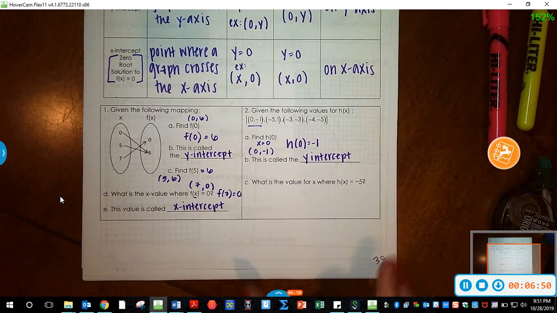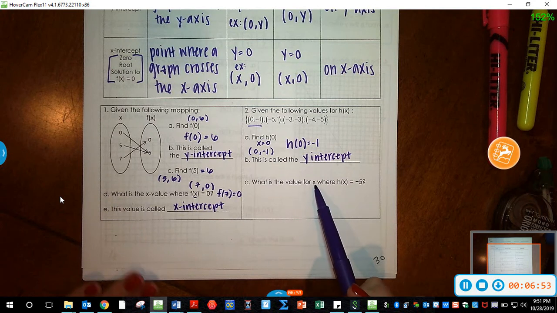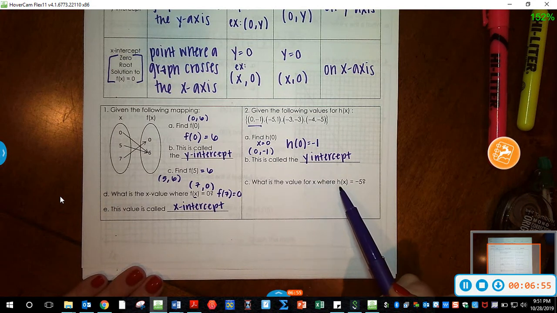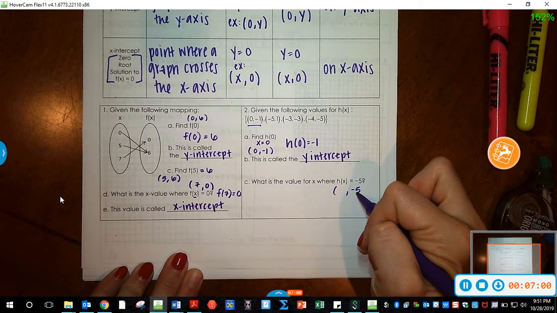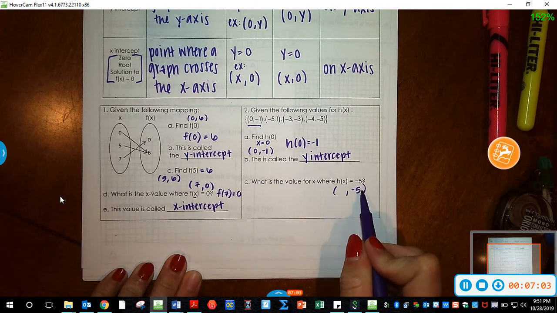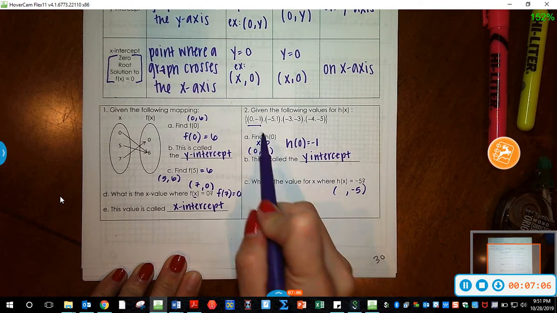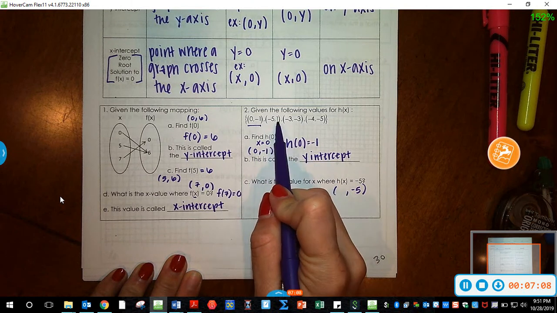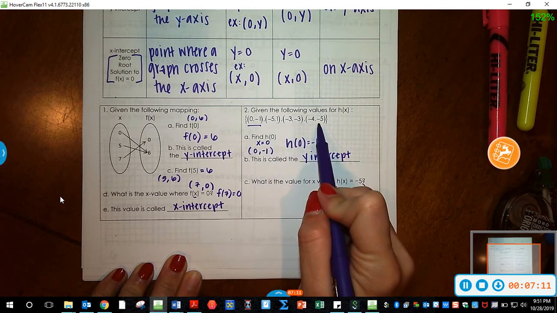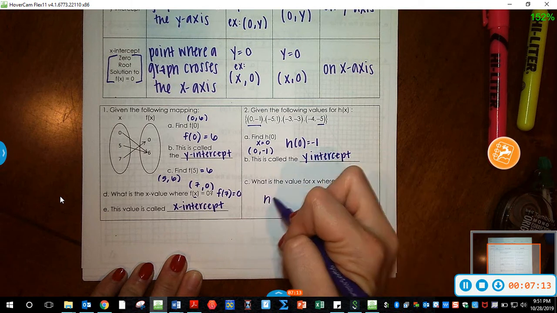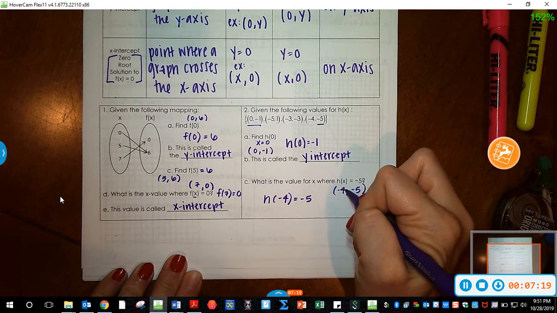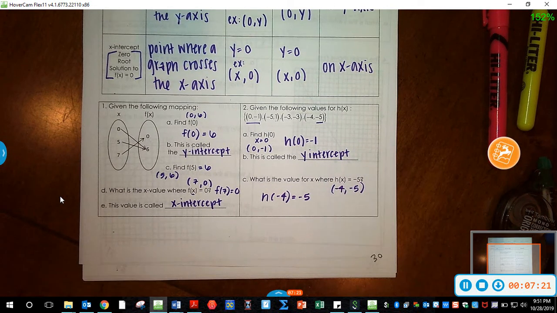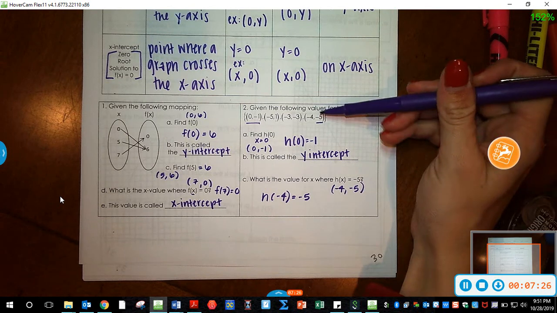Now they're asking, what is the value of x? So we're looking for x when my h of x equals -5. So this is really saying your y is -5. What is your x? So where's my y, -5? Ooh, my x is -5. No, I want my y. So h of -4 equals -5. So when they give me a y value, I can say my x is -4.